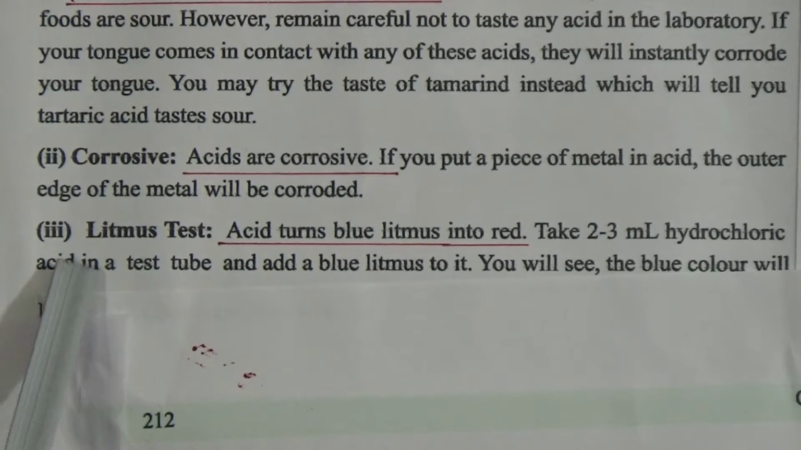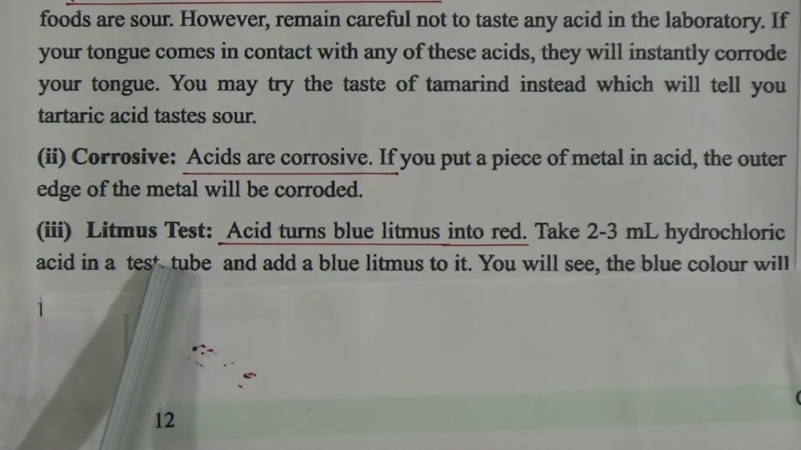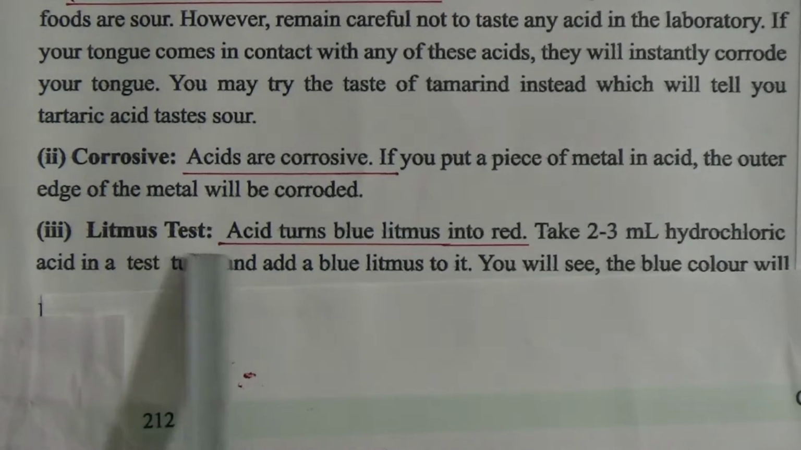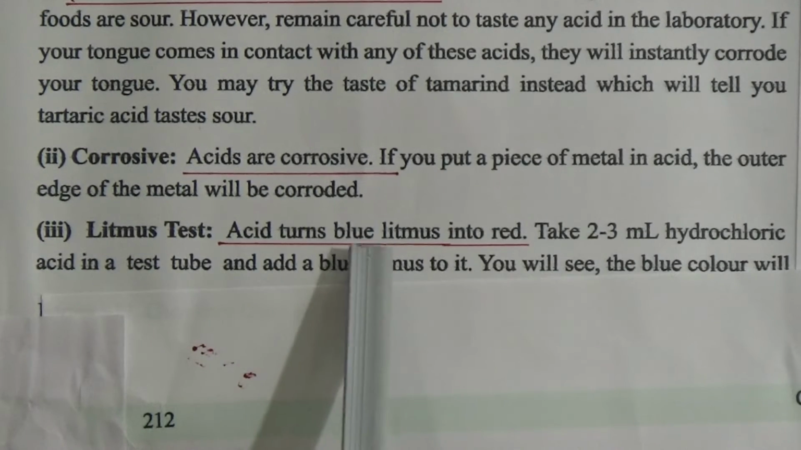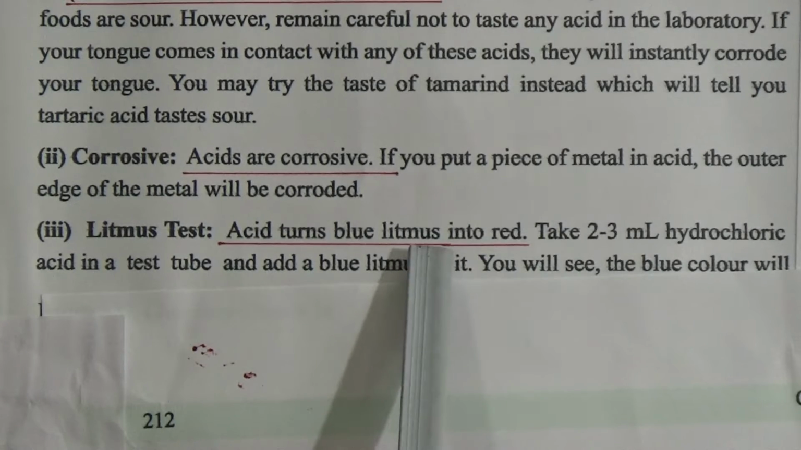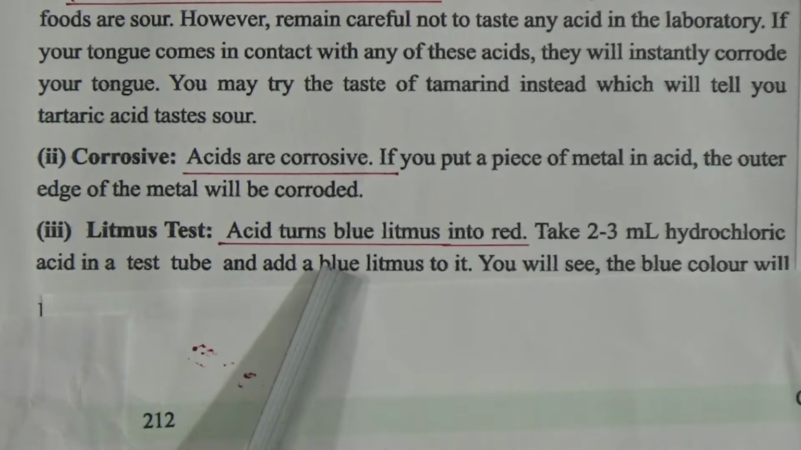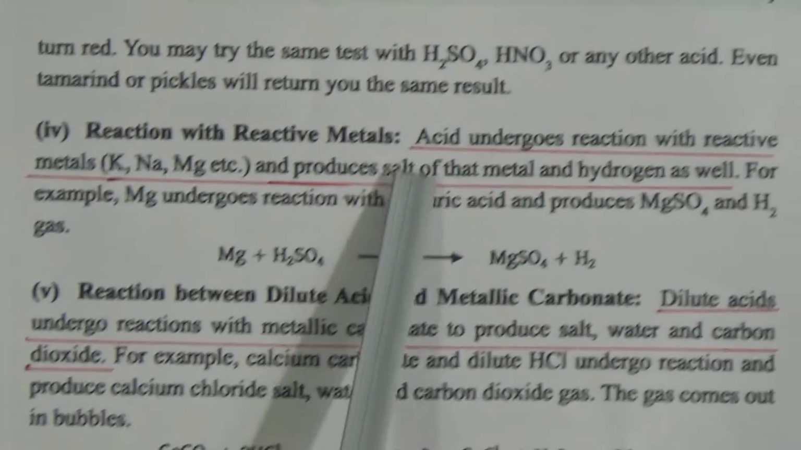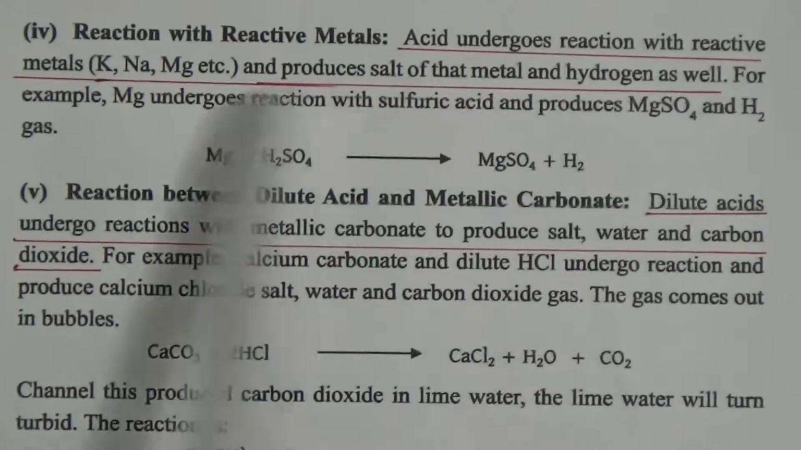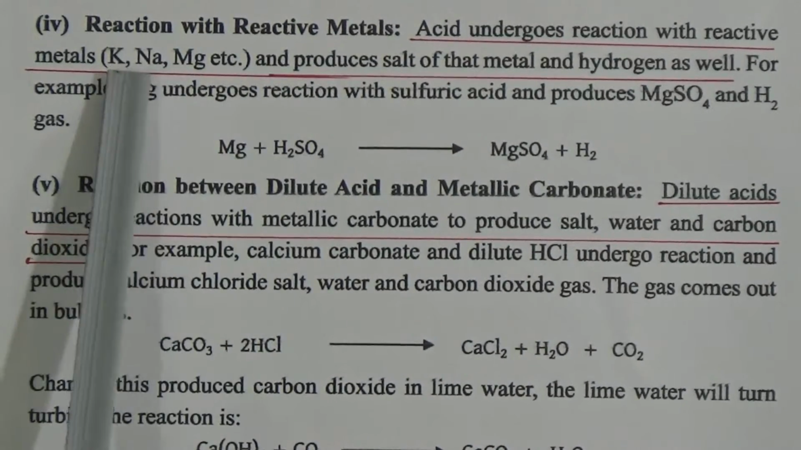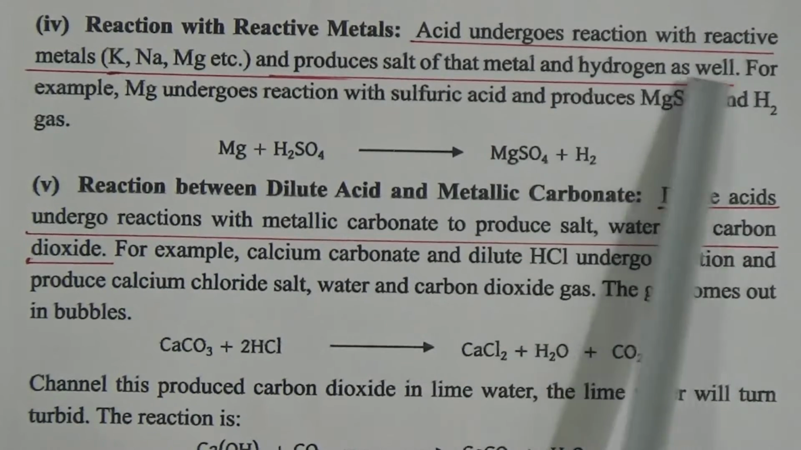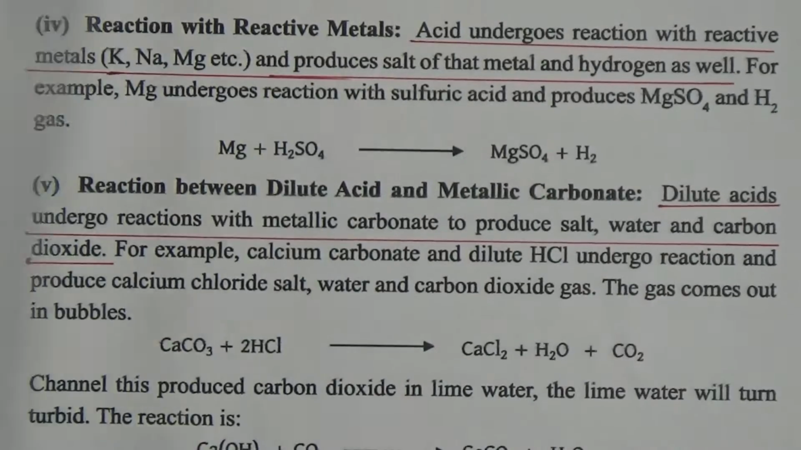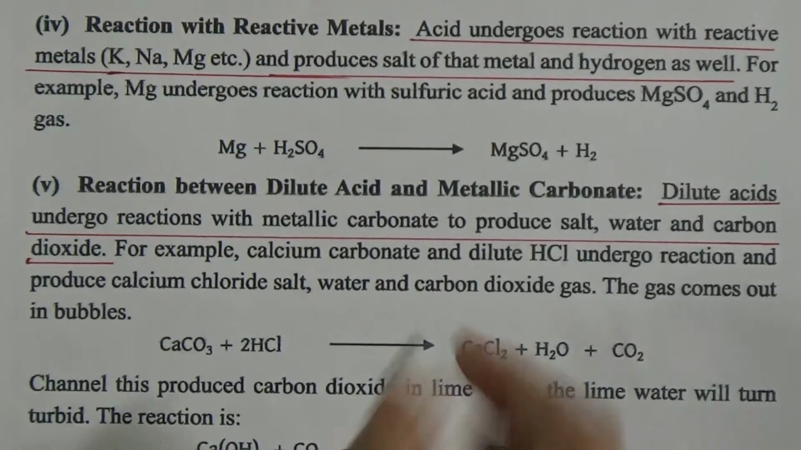And come to the litmus test. This litmus test is used for both acid and base. Acid turns blue litmus red. It is a special kind of paper which indicates acid and base. Now come to the next one: reaction with reactive metals. Acid undergoes reaction with reactive metals like potassium, sodium, magnesium, etc., and produces salt and hydrogen as well. That means when acid reacts with metal, it produces hydrogen gas.